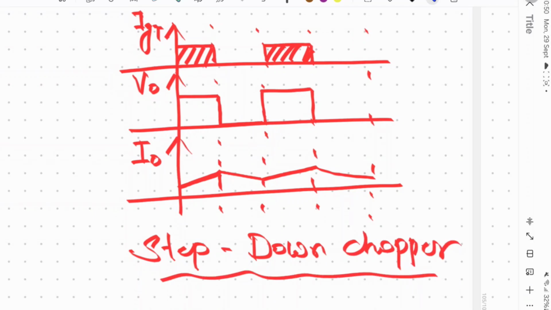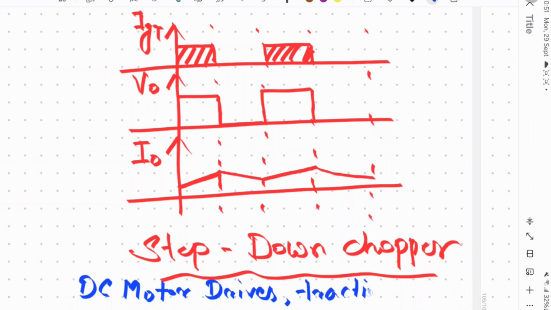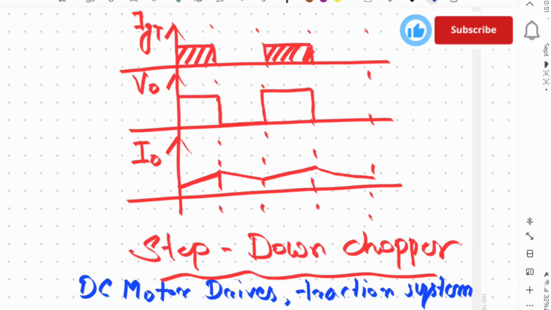This type of chopper is widely used in DC motor drives, traction systems, and battery operated vehicles. These are the applications of the class A chopper.